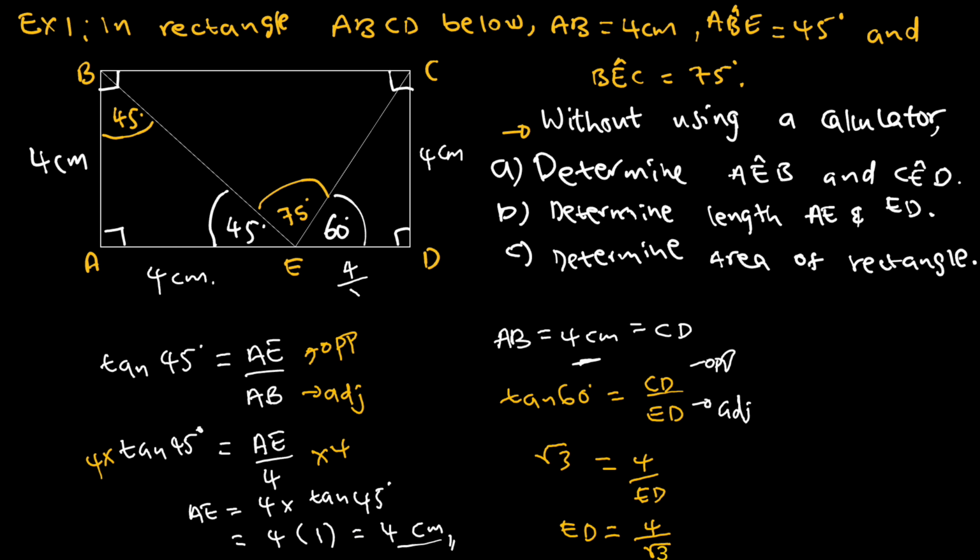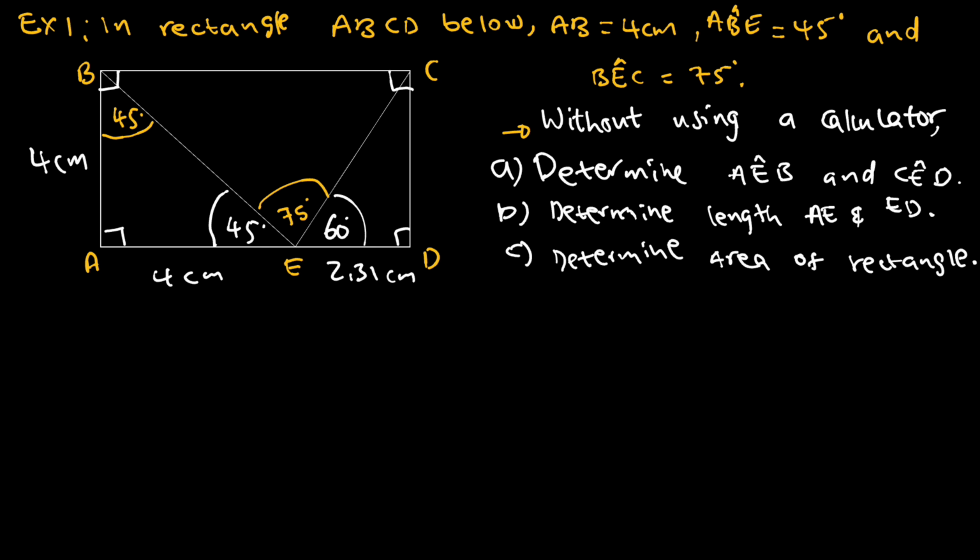4 over root 3. You can actually simplify it to be 2.31 centimeters. Even this side you can say 2.31 centimeters. The last part of the question is to determine the area of the rectangle.